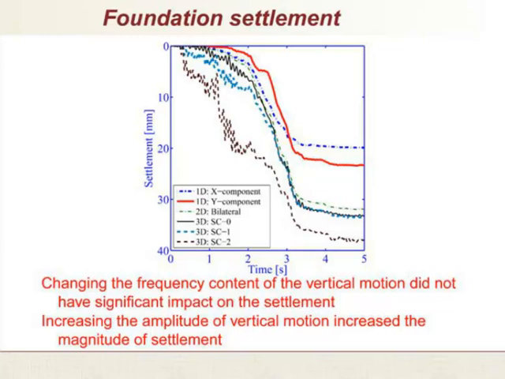The foundation settlement for that actual earthquake is that we noticed that changing the frequency content of the vertical motion did not have significant impact on the settlement, and increasing the amplitude of vertical motion increased the magnitude of settlement. We did some scaling of the earthquakes so that we can see the effect of frequency and maximum amplitude, and that was the conclusion: increasing the amplitude of vertical motion increased the magnitude of settlement.